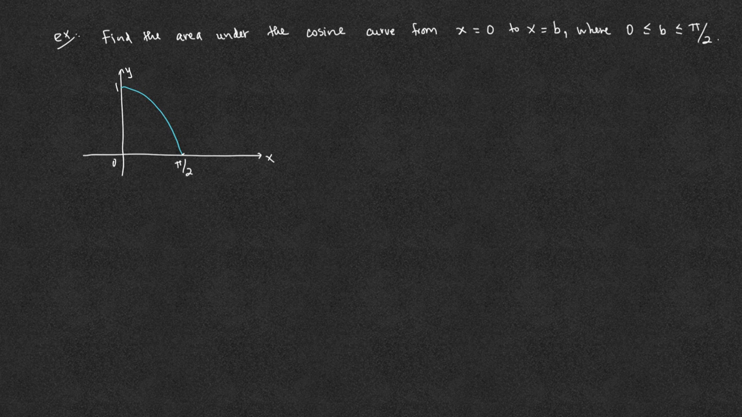The area from 0 to b is the area from the y-axis to wherever b is, but it has to start from the y-axis. As long as b is between 0 and pi over 2, then this area is positive, above the x-axis. And so the area is the definite integral from 0 to b of cosine of x dx. Again, as long as b is between 0 and pi over 2.